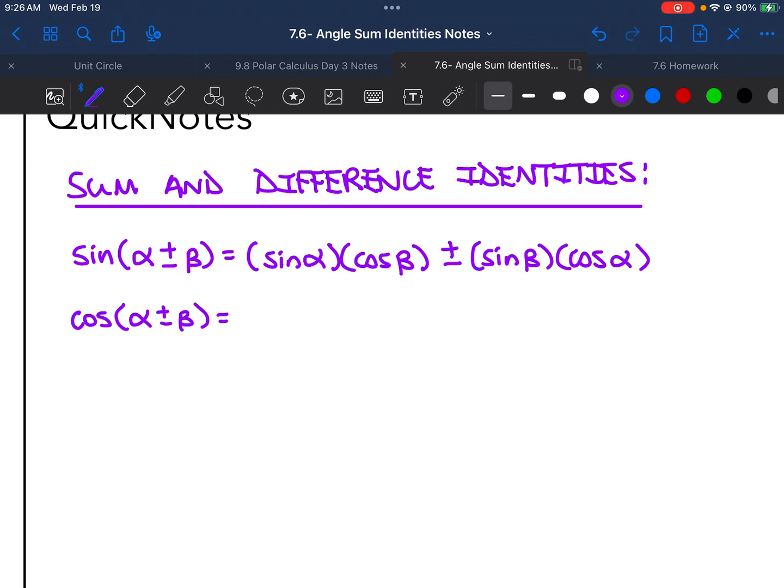Let's say we wanted to do cosine of two angles added or subtracted together. Well, cosine's formula looks different. You need to be a little bit careful. You don't want to get them mixed up with each other.